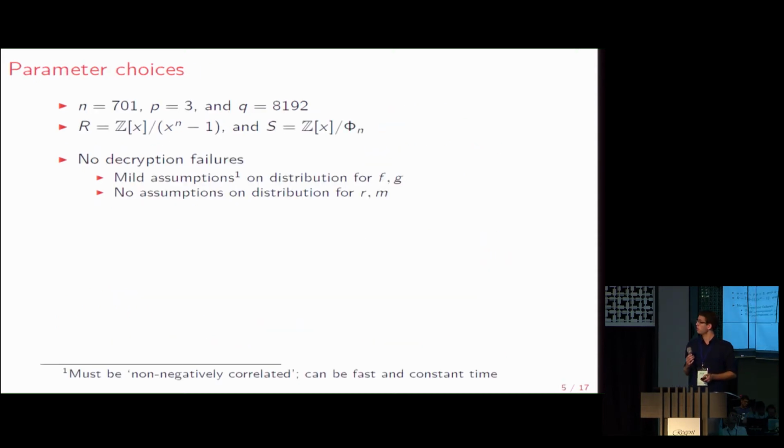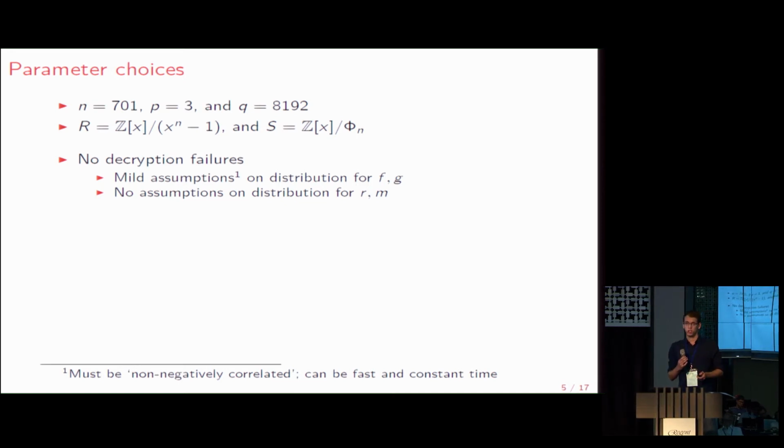How do we come to these parameters? Basically, this summarizes the parameters again. The core here is that we don't want any decryption failures. We wanted to go for a very simple system, and the crucial part here is no decryption failures, while still making it easy to sample F and G, and making it easy to sample R and M.